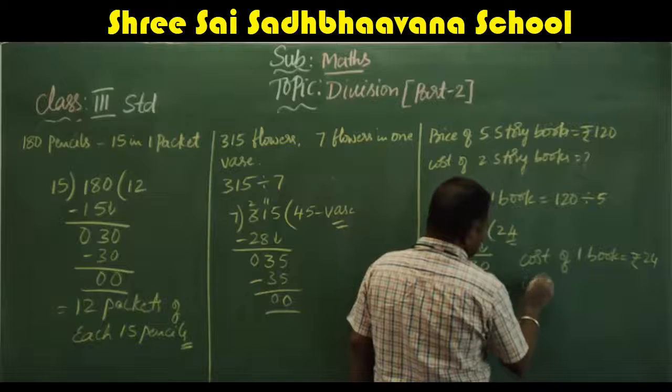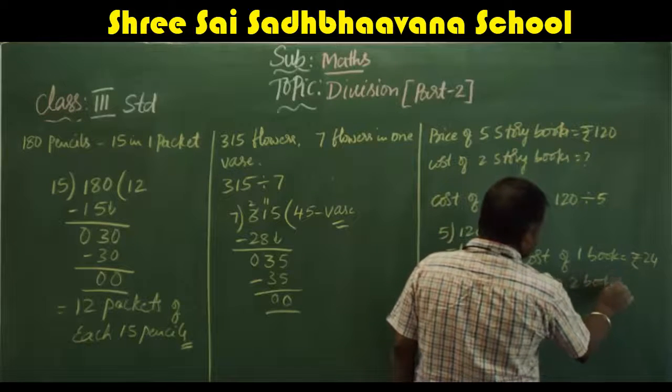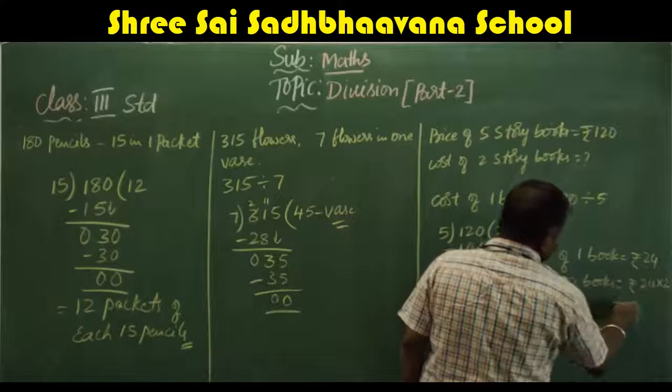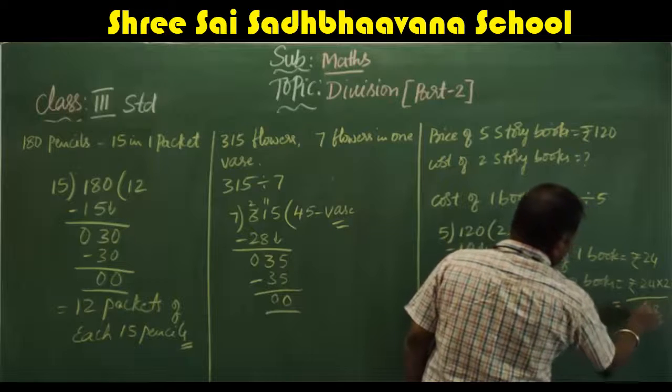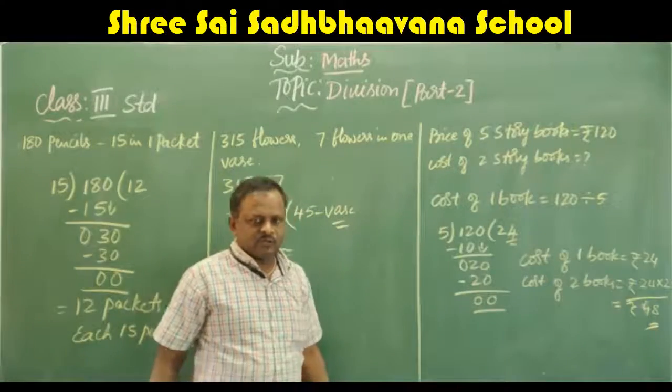Then what is the cost of 2 books? Cost of 2 books is equal to rupees 24 into 2. That is equal to 2 4s are 8, 2 2s are 4, rupees 48. That is the cost of 2 books.